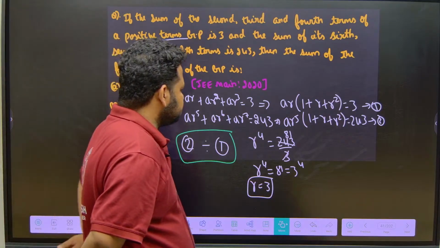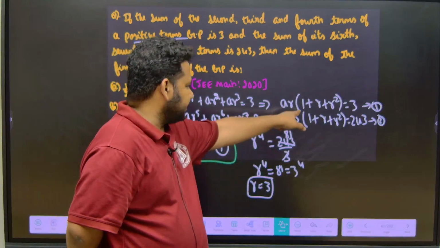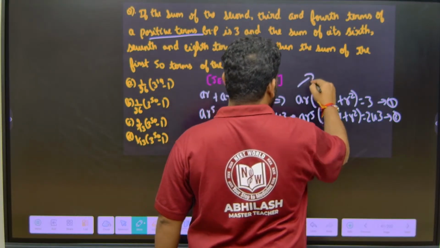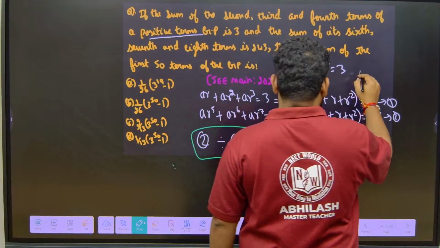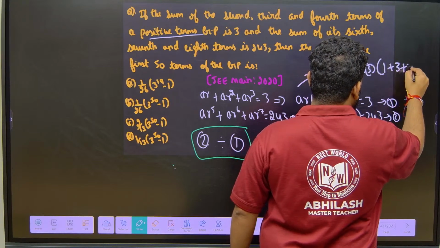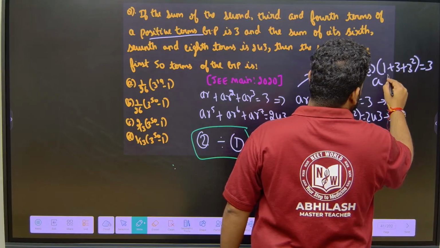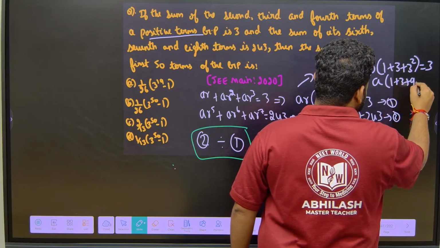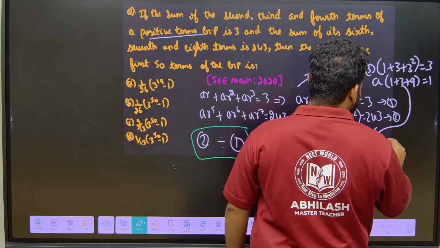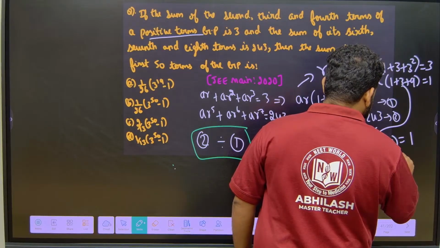Now in this equation, if I put R, I can get the value of A. If I put R is equal to 3, I can get the value of A. So in this equation put R is equal to 3. I will get A into 3 times (1 plus 3 square) is equal to 3. So this 3, if I send it that side, 3 cancels, and A times (1 plus 3 square, that is 9) is equal to 1. So A into 9 plus 3 is 12, 12 plus 1 is 13, A into 13 is 1. So A will be equal to 1 by 13.